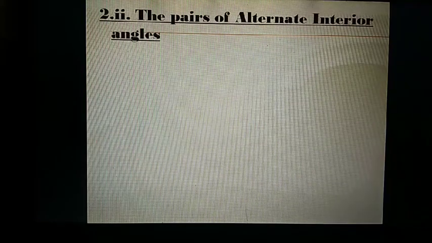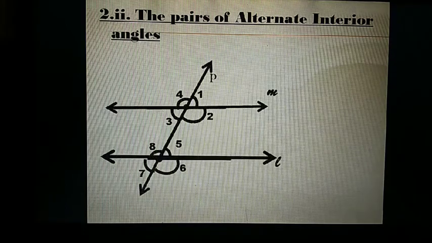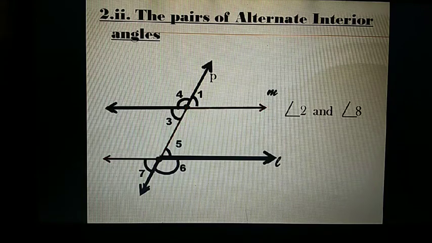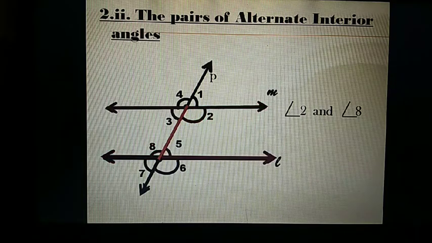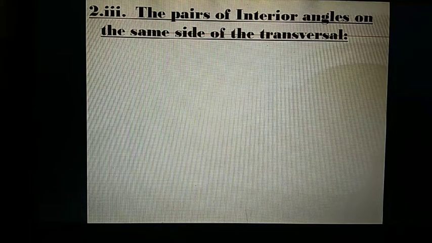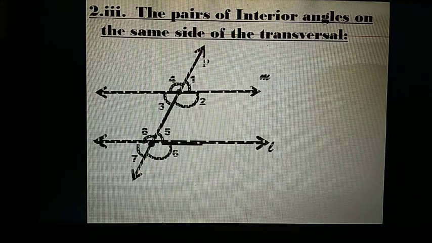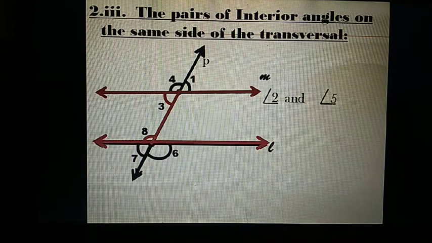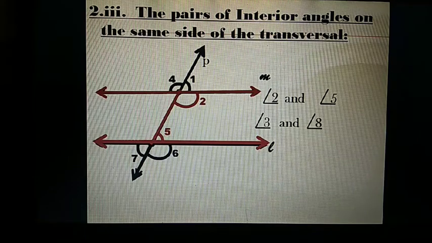Moving to the next set. Pairs of alternate interior angles. Interior angles means 2, 3, 5, 8. Alternate means different vertex on the opposite side. So 2, 8 will be the first set and 3, 5 will be the second set. Both are making a symbol Z. Next, pairs of interior angles on the same side of the transversal. Interior angles are 2, 3, 5, 8. Same side: 2, 5. Other side: 3, 8.